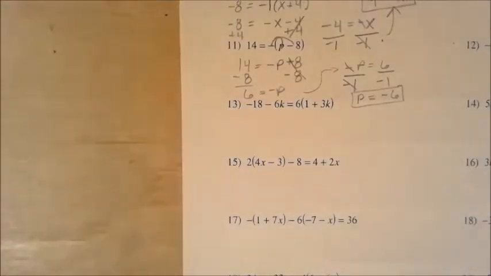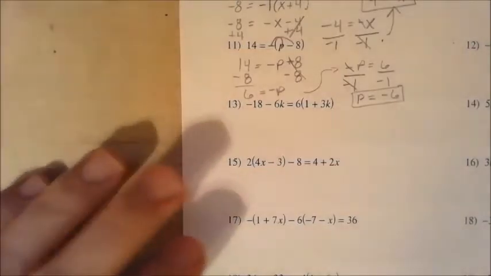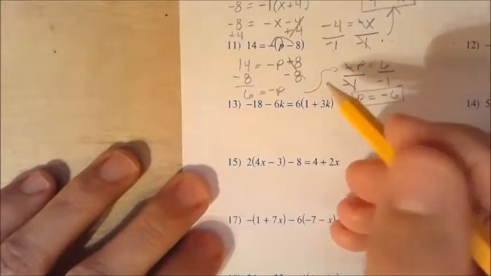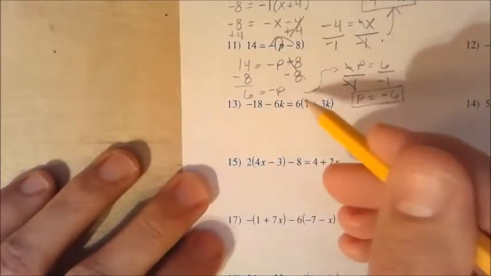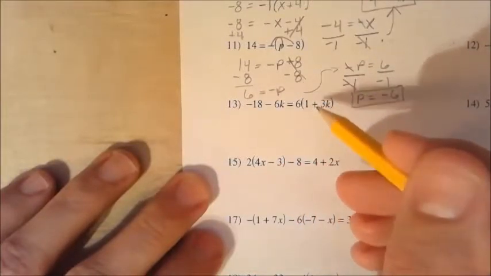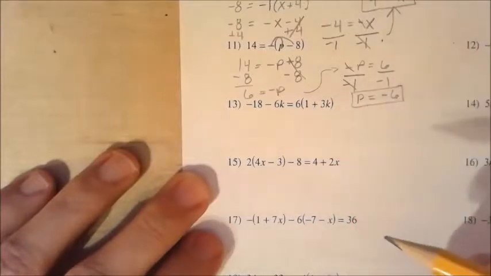Alright, so here's our next problem. Problem number 13. And looking at it, it looks like it's just a lot more complicated than the other ones we were doing. But we're going to follow our same steps that we've been doing with distributing and then moving our terms around. And we're going to be able to solve it. So let's take a look. We have negative 18 minus 6k equals 6, parenthesis, 1 plus 3k, close parenthesis.